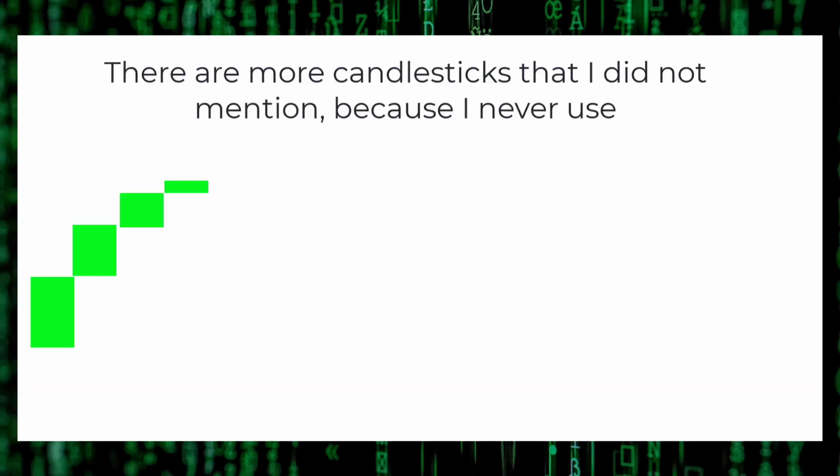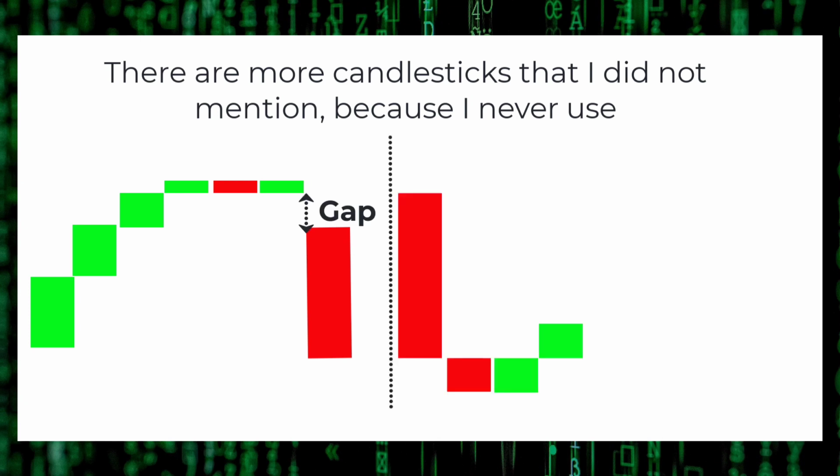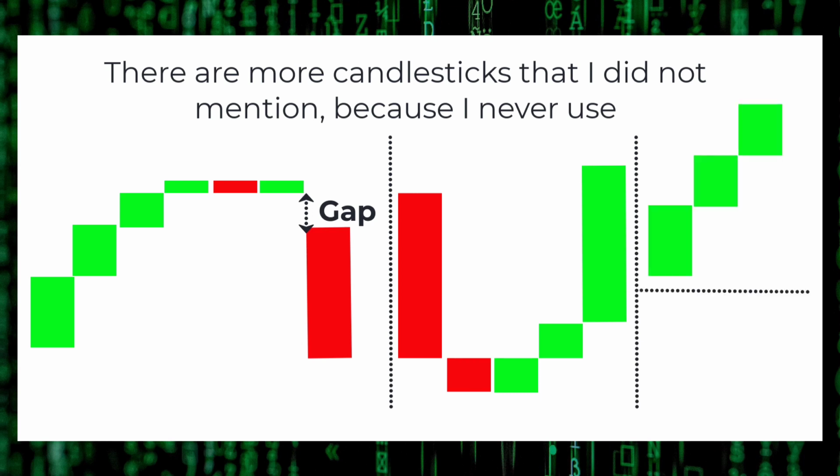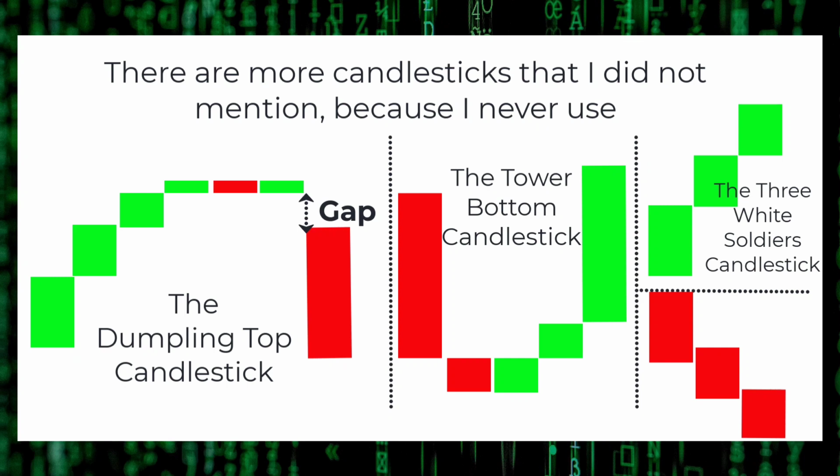I have just covered the candlestick patterns which I have been studying and observing during my 20 years trading journey. However, there are a lot more candlestick patterns which I did not mention in this video, such as the dumpling top, the tower bottom, the 3 white soldiers, the 3 black crows, and so many more. The reason why I did not mention them is because they simply do not work, and I have not run into anyone who managed to profit from them consistently. And I highly doubt that they will work for you.